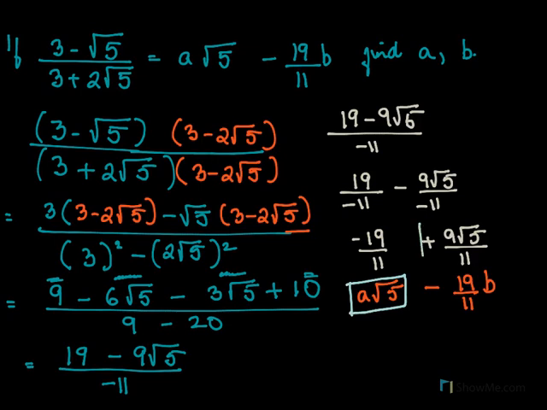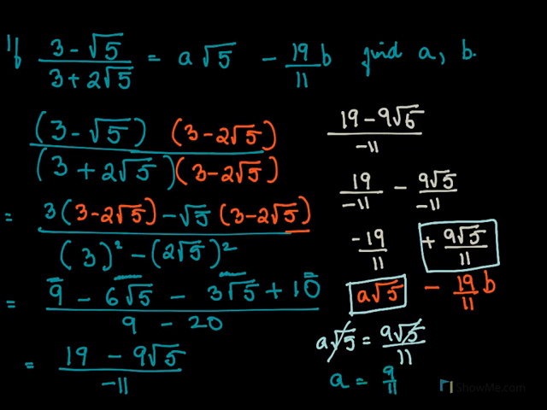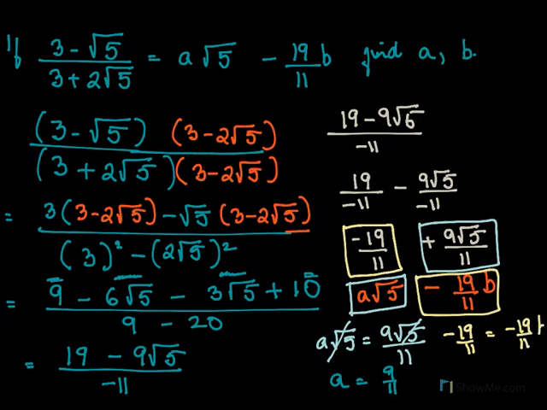This term matches with this term, under root 5, under root 5. So I have a under root 5 equal to 9 under root 5 over 11. Under root 5 will cancel out. And I will get a equal to 9 over 11. Now for my second term, if I compare, you will notice that minus 19 over 11 matches with this second term. So minus 19 over 11 equal to minus 19 over 11b. And on comparing, 19 over 11, minus minus cancels, and your b is equal to 1.